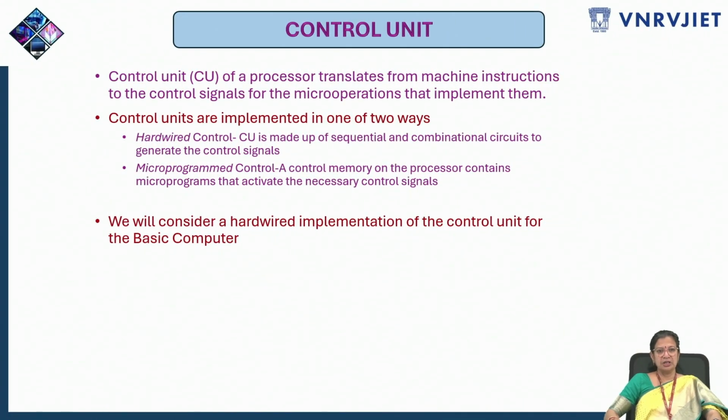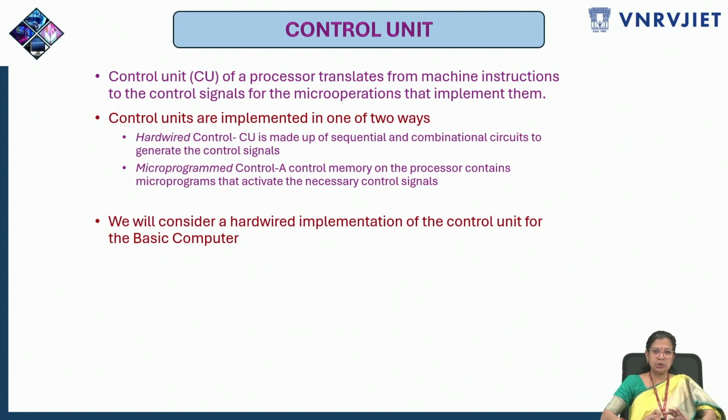The control unit of any processor translates the machine instruction, whichever is fetched from the memory, into signals in order to perform the micro operations that implement that instruction. What exactly it does is fetch an instruction from the memory, which is in terms of zeros and ones, and generate the appropriate control signals to implement the micro operations that fulfill the instruction.